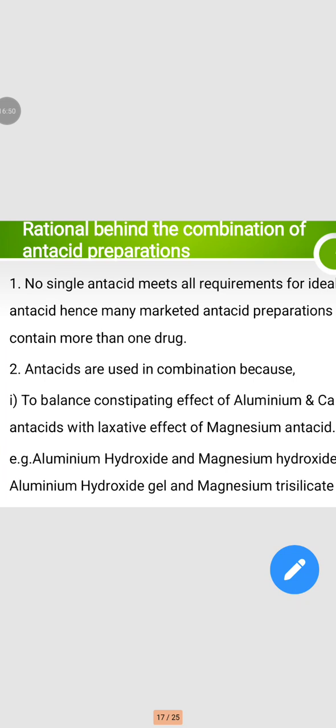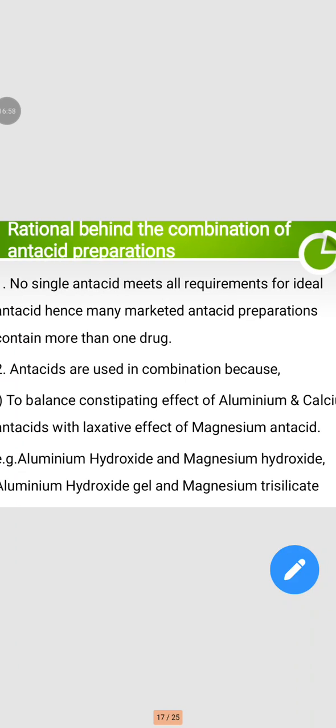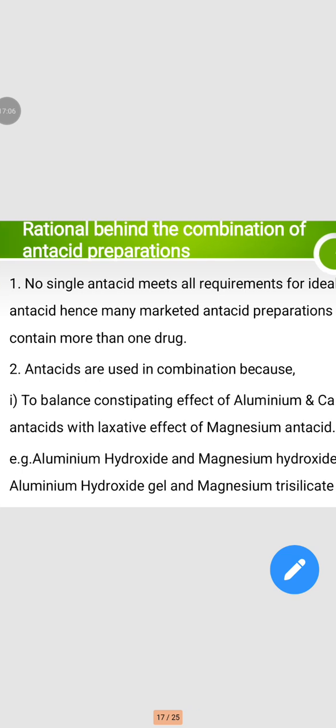The rationale behind the combination of antacid preparations. The first point is that no single antacid meets all requirements for an ideal antacid. Hence many marketed antacid preparations contain more than one drug. So single drugs are not used as antacids, and a combination means more than one drug.